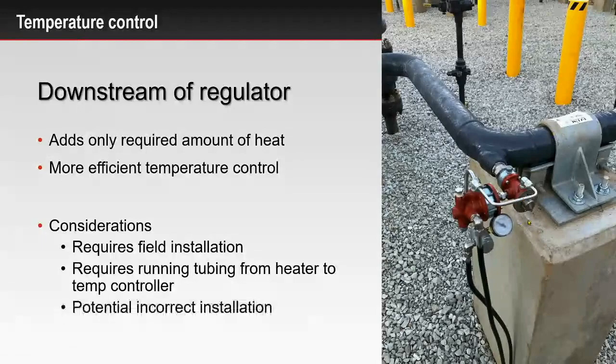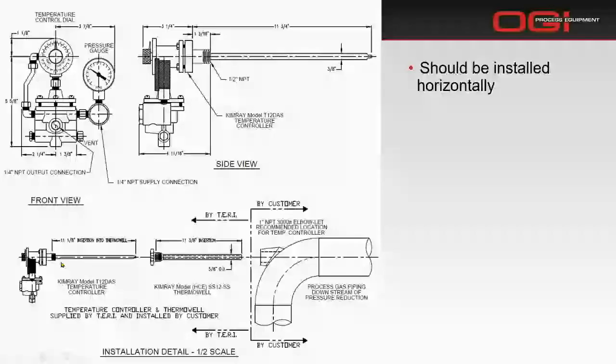And it could be incorrectly installed. You could have these tubes backwards in some cases. We've seen that. And finally, if you have any cathodic protection in your pipeline, you have now connected your heater through the stainless steel tubing to this controller into the pipeline.